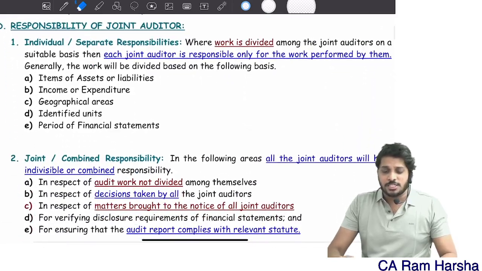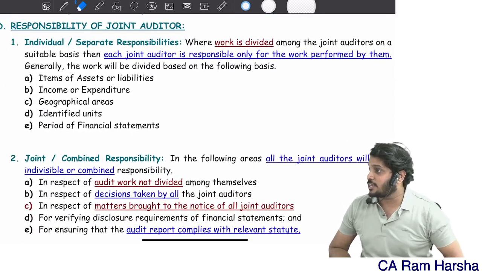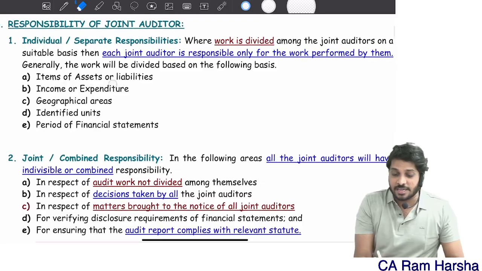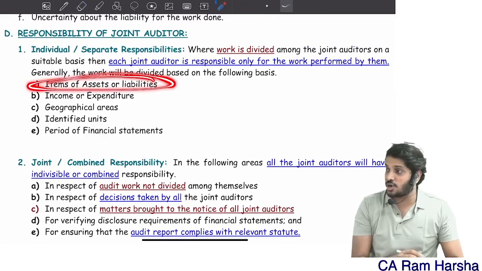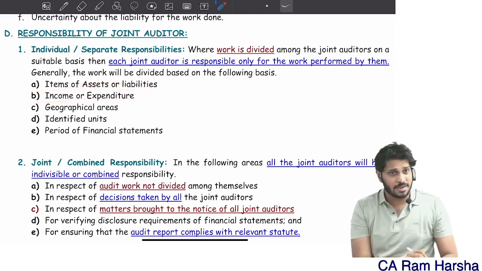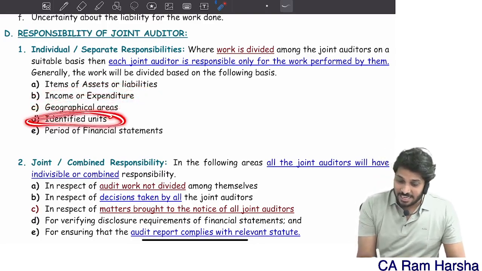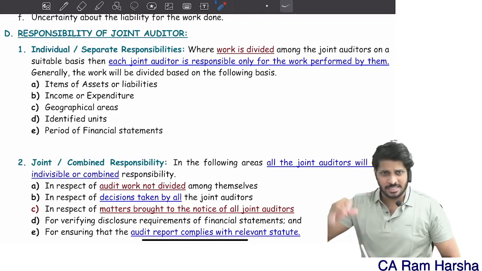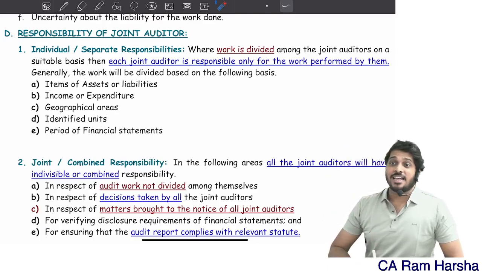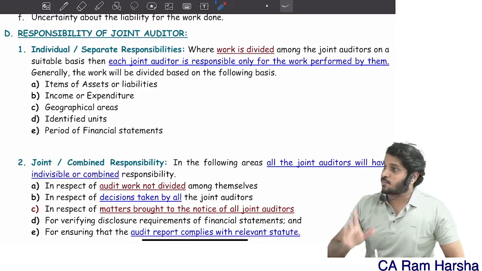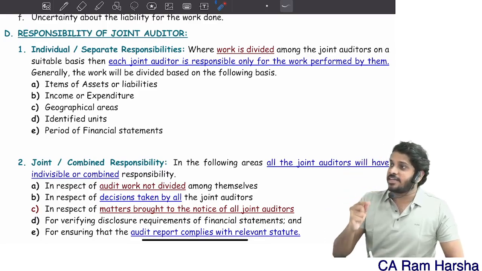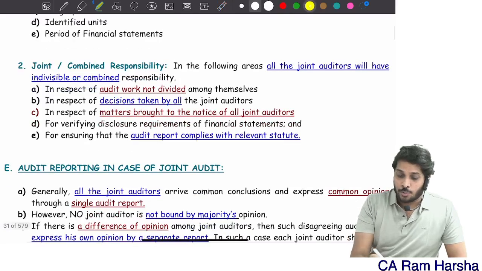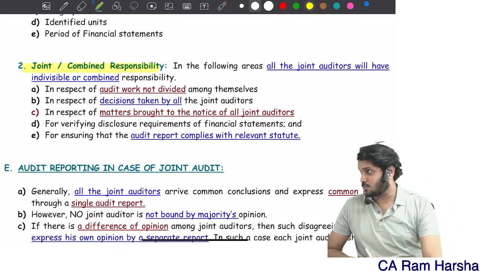Now, the responsibility of the joint auditor. How is the responsibility of a joint auditor? They have a divisible responsibility. They have an independent, separate responsibility, when the work is divided based on assets or liabilities, income and expenditure, geographical areas, identified units, or period. They will ask you to write about the responsibilities of joint auditors. They'll give a case study and say, in the light of the above case scenario, describe the responsibilities of joint auditors and comment on how the responsibility will be shifted among them.